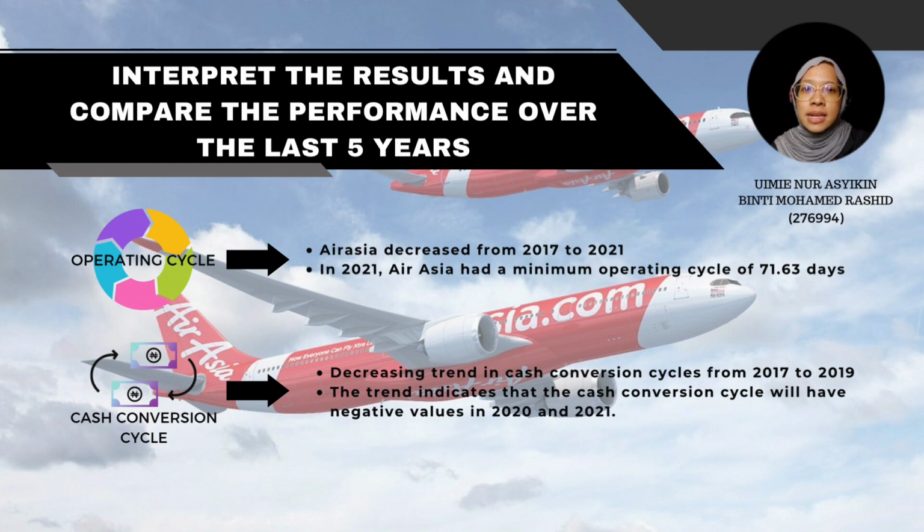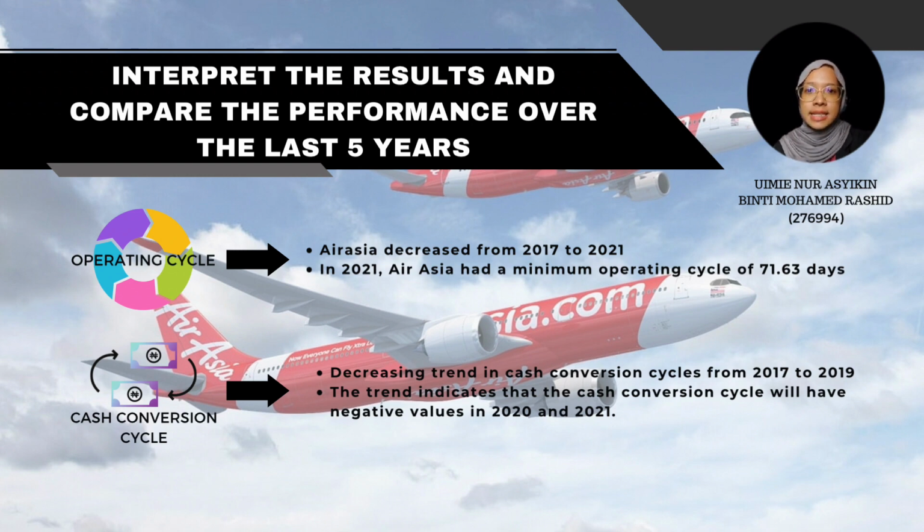The decreasing cash conversion cycle from 2017 to 2019 indicates lower liquidity risk for Asia. The shorter cycle suggests a healthier operation as they can collect delinquent payments quickly, anticipate inventory needs and pay bills slowly. In addition, the trend indicates the cash conversion cycle will have negative values in 2020 and 2021.